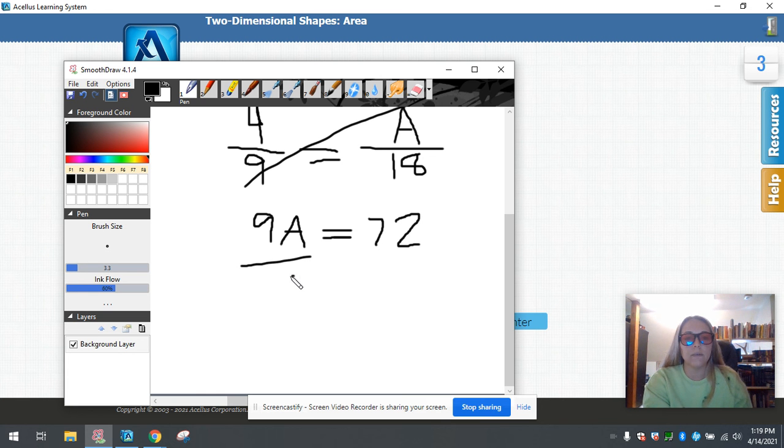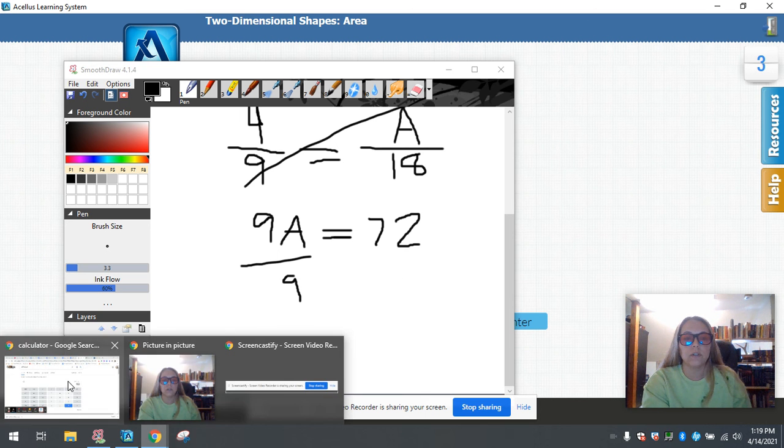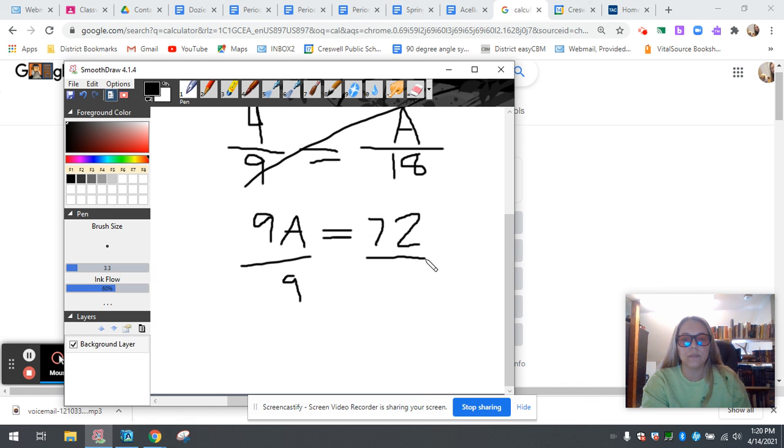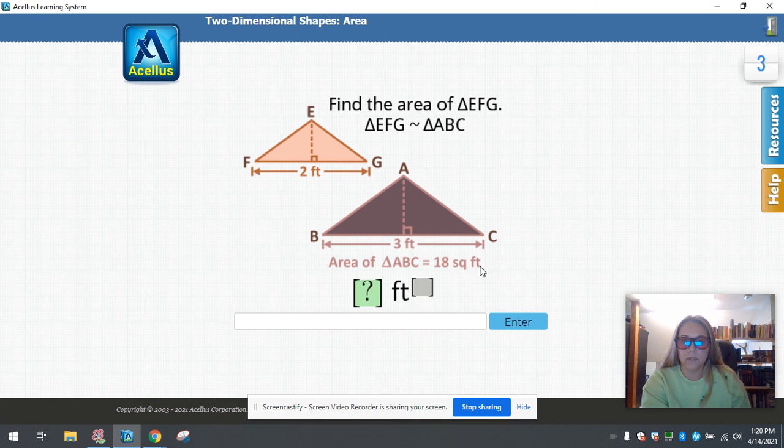Then we would divide by 9. Did I do this wrong? I'm going to double check. 4 times 18. I think I did. No, I didn't. 72 divided by 9 is 8. Okay, so that makes sense. The area was 18 here, and the area is going to be 8 for this one. 8 feet squared.